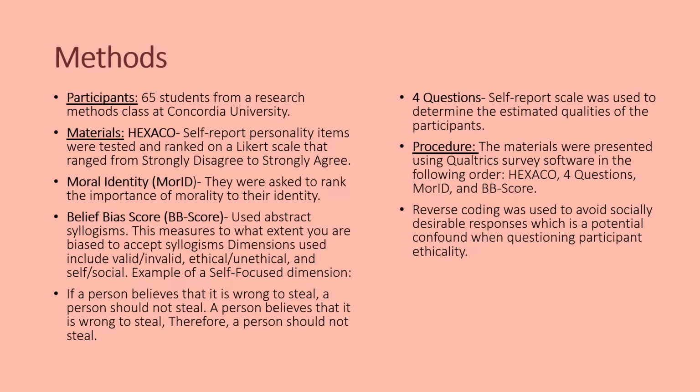Then we have the BB score, which used abstract syllogisms, and I've included an example of a self-focused dimension here. So the 4 questions requested participants to mark their estimated time outside, GPA, intelligence, and ethical importance. And the procedure was done in the following order: HEXACO, 4 questions, moral ID, and BB score.